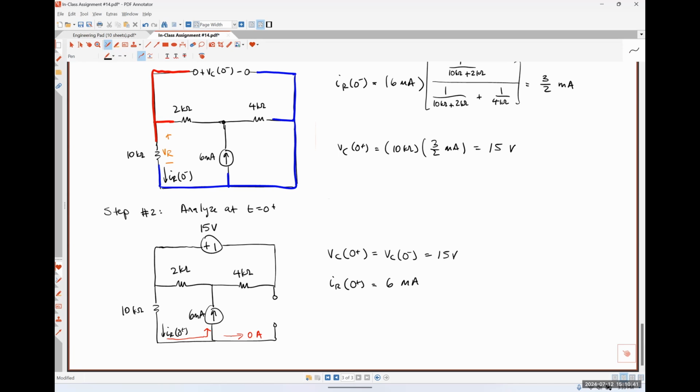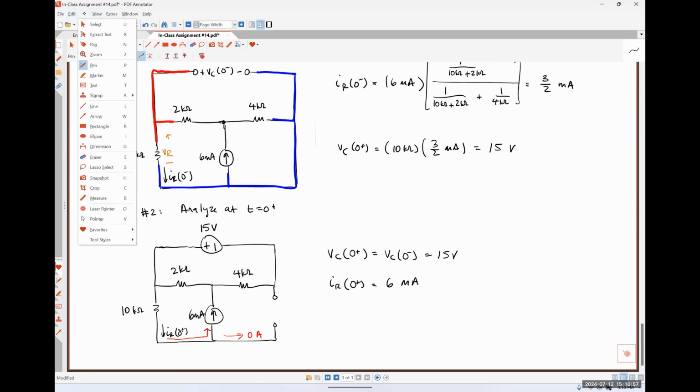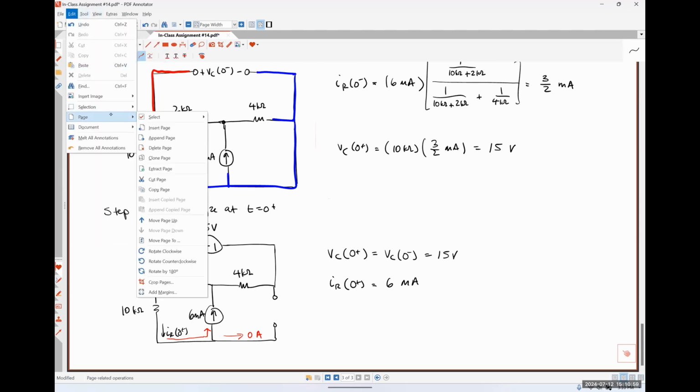What goes in must come out. Exactly right. So any questions about our analysis for step number 2? Okie dokie. So let me add another page to this thing.